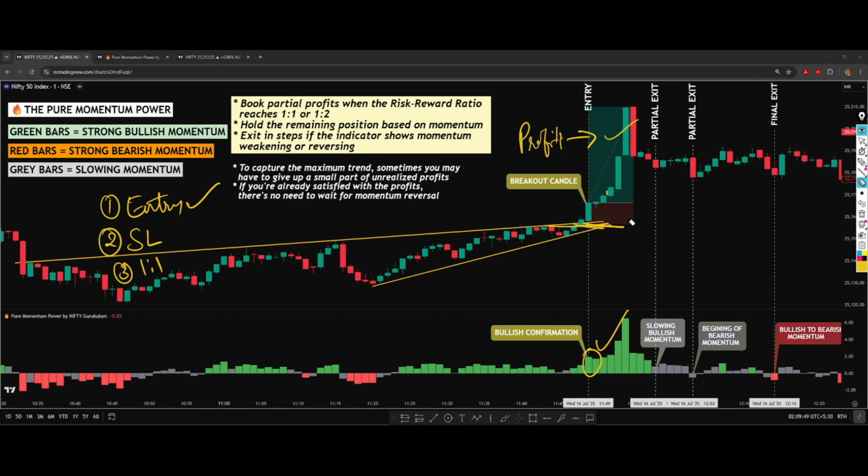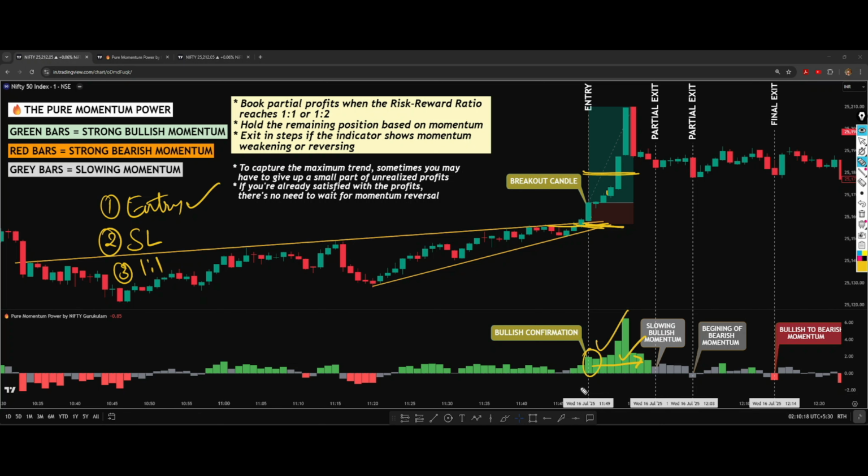So first of all, you can book some profits at 1:1 risk reward ratio. After achieving 1:1, you can observe the indicator. While observing, you can clearly stay in that particular trade as long as the bars are green, as it is bullish.